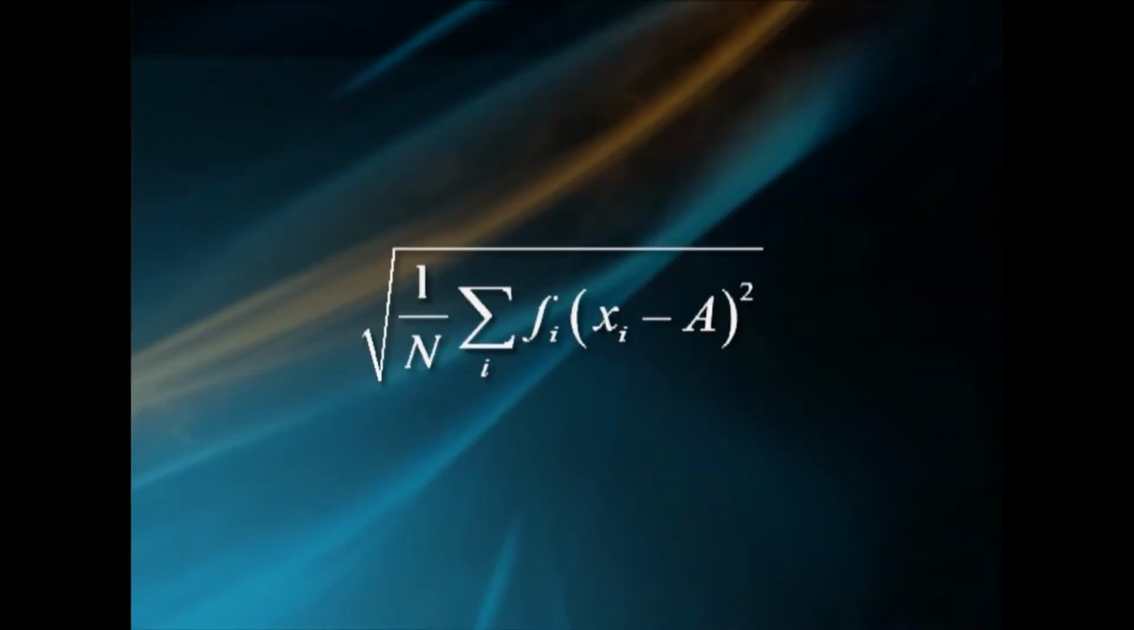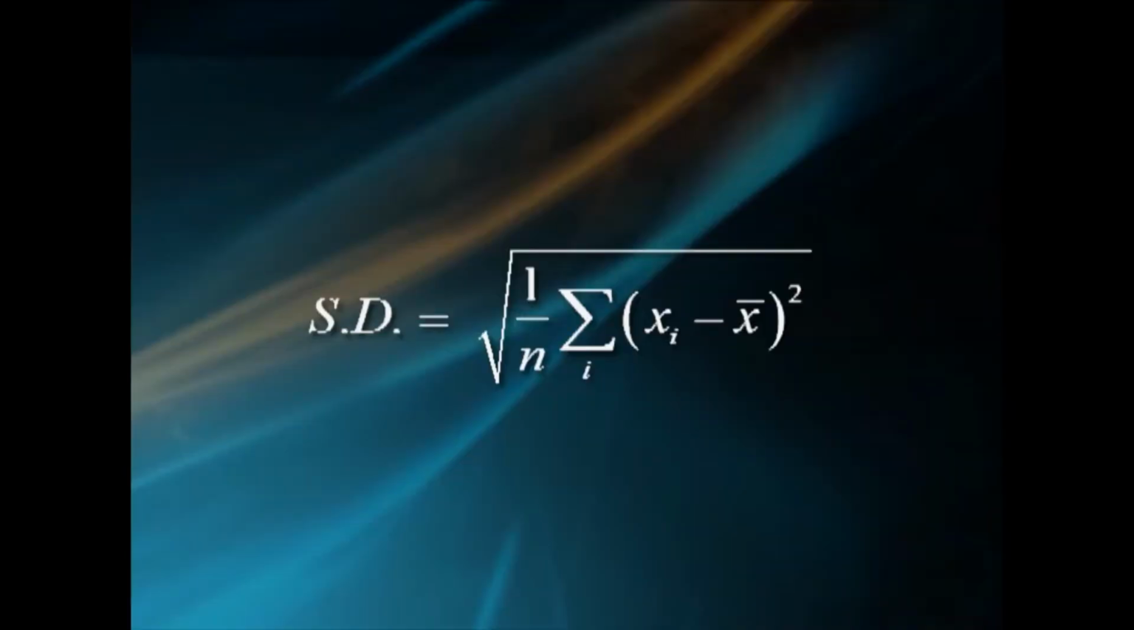Instead of x bar, if we are considering a real number a, then the quantity square root of 1 by capital N summation over i fi into (xi minus a) the square is called the root mean square deviation or MSD of the observations about the number a.